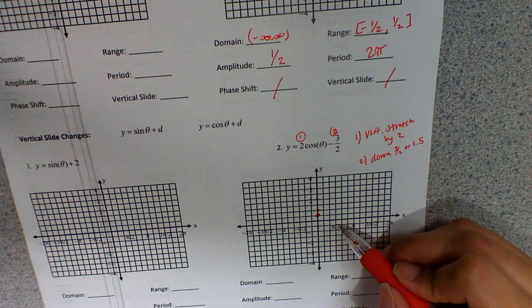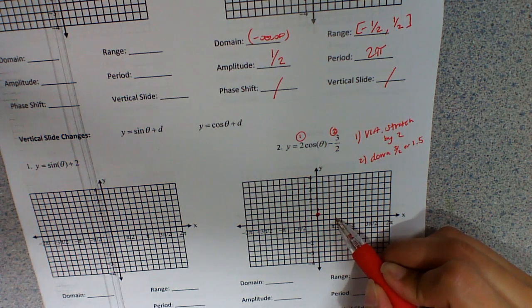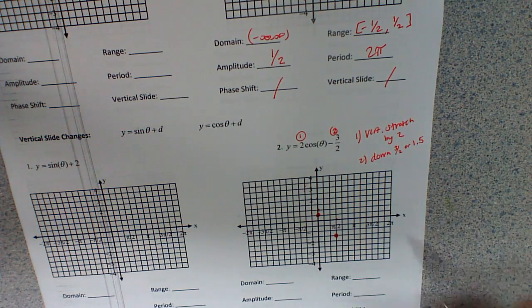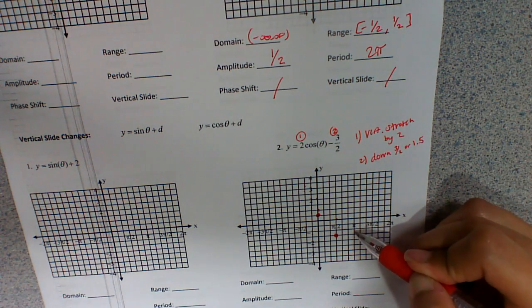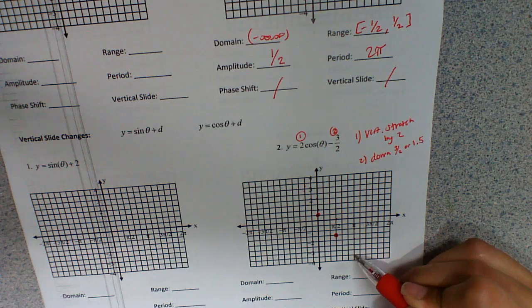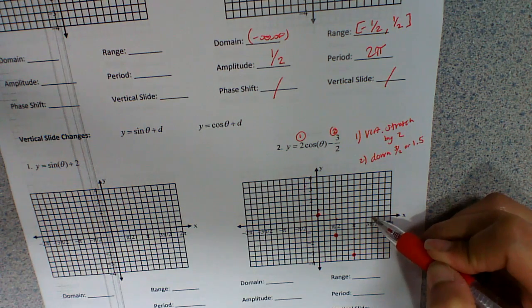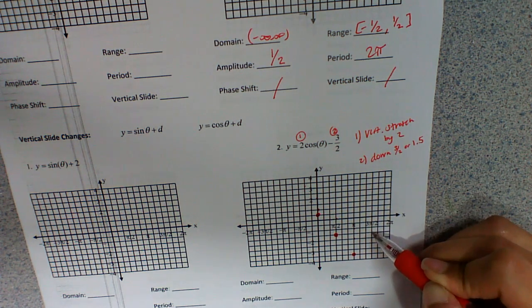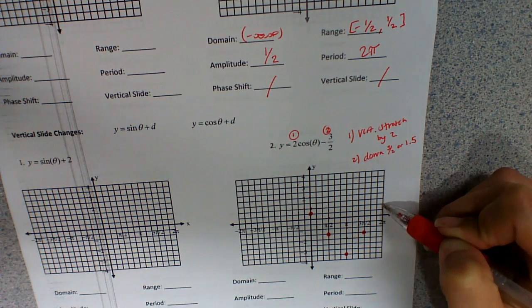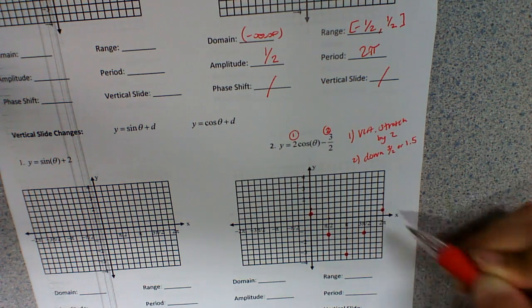Okay. My next point for cosine is normally at 0. Vertical stretch by 2 won't take it anywhere, but down 1.5 will actually take it down to -1.5. At pi, my point is normally at -1. A vertical stretch by 2 will take it to -2, and down by 1.5 will take it to -3.5. 3 pi over 2, I'm sorry, is normally at 0. I can only go down 1.5, so there you go. 2 pi is normally at 1. A vertical stretch by 2 will take it to 2. Down 1.5 will take it to positive 1/2.